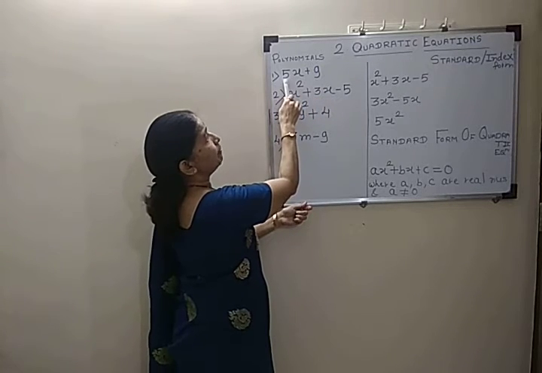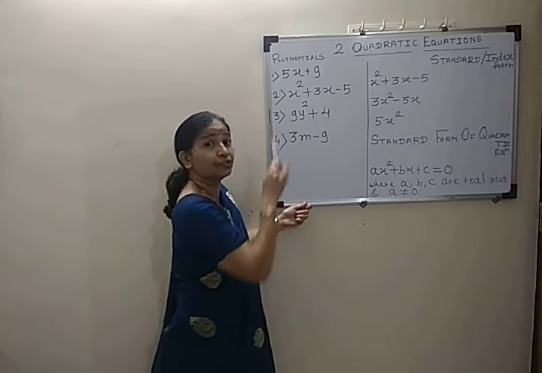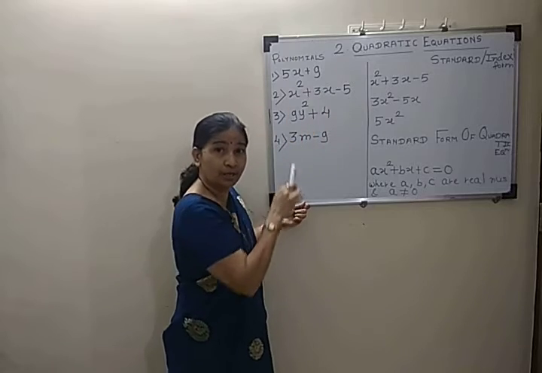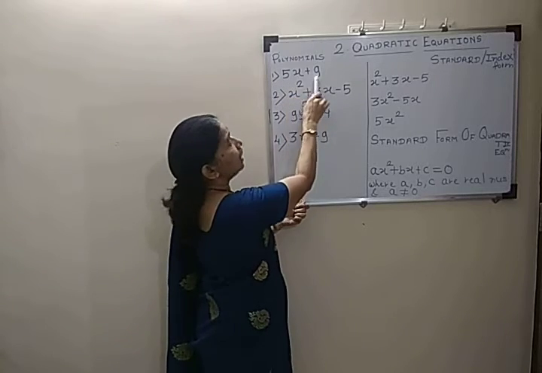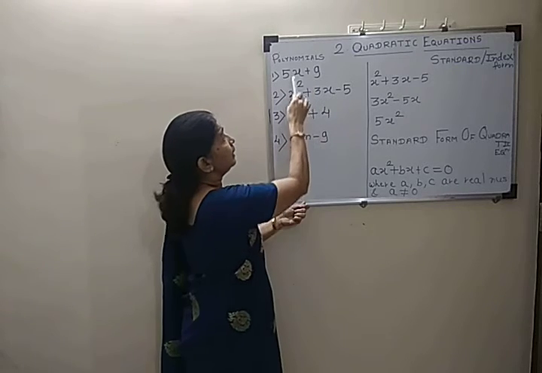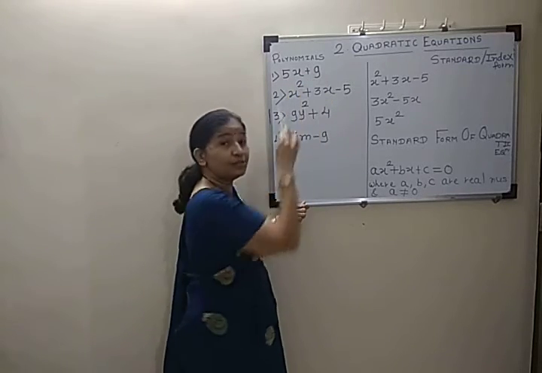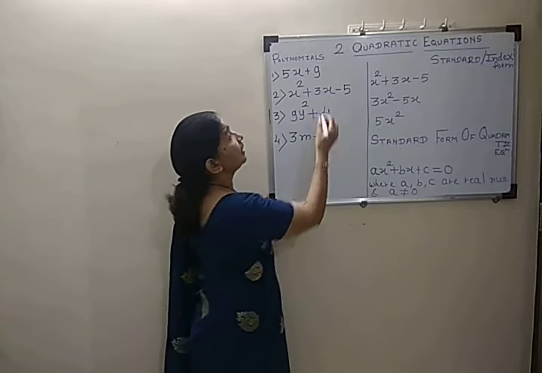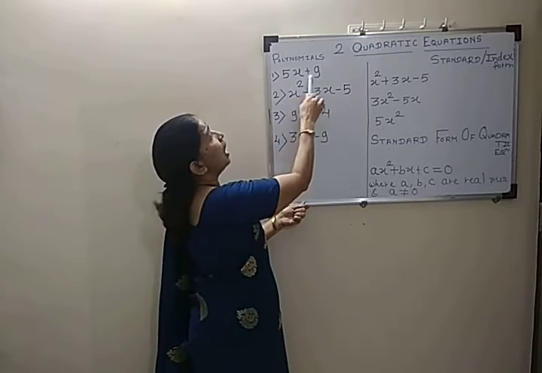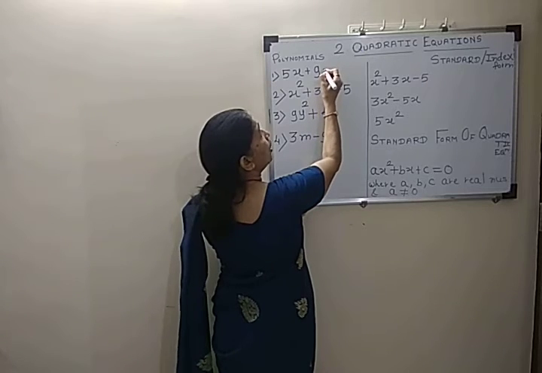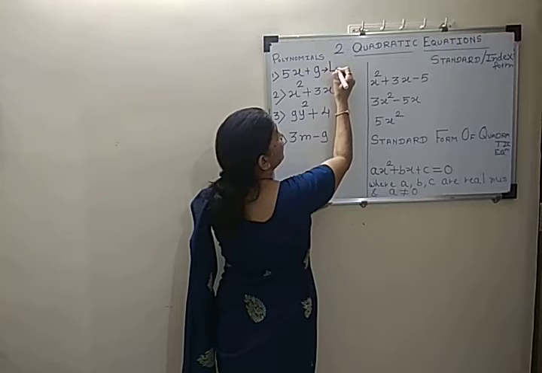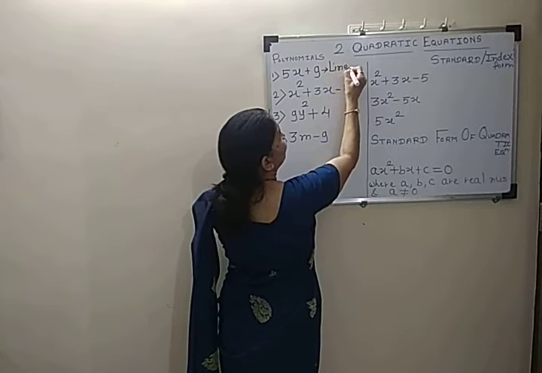First one is 5x plus 9. This polynomial, if you are observing properly, its degree, meaning highest index, is 1. So, I will call this polynomial a linear polynomial.